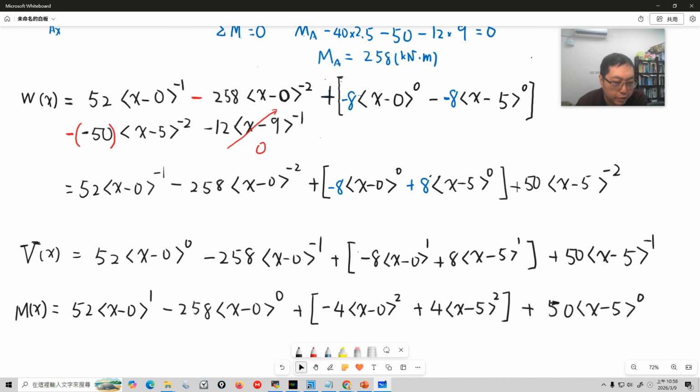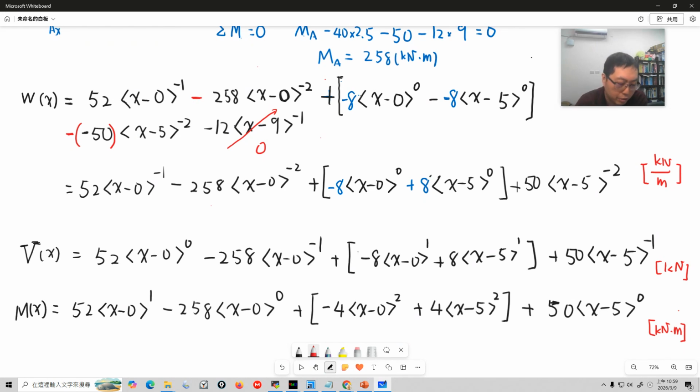Let's check the unit. The loading function, what's its unit? Its unit is kilonewton per meter, if I remember right. After integrating once, the unit becomes kilonewton. Integrating further, the unit becomes kilonewton times meter. Don't forget the unit. It's very important when you do the final analysis.